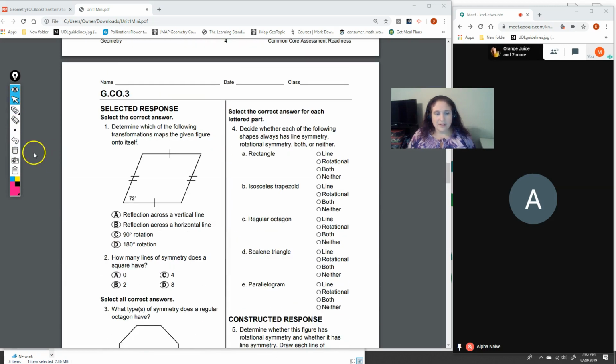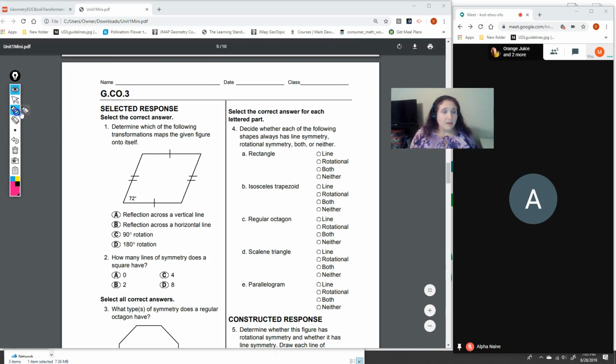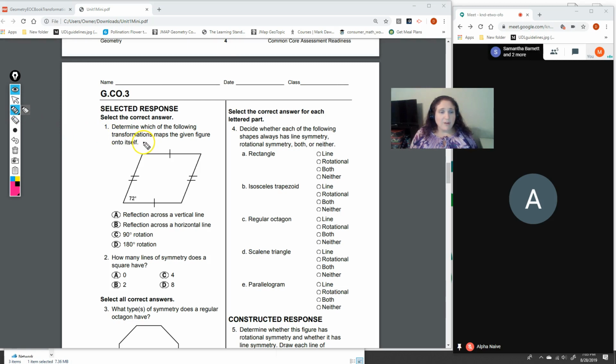Next, 13. This one talks about which transformations will map the figure onto itself. If you remember the activity that we did on Friday where we cut all those shapes out and we were gluing them and we had to make congruent shapes and we folded them and we drew lines, that's this activity. Here it says determine which of the following transforms our figure. This 79 degrees there is only to let you know that it's not a rectangle, because if it was a rectangle, it would impact us a little bit more.